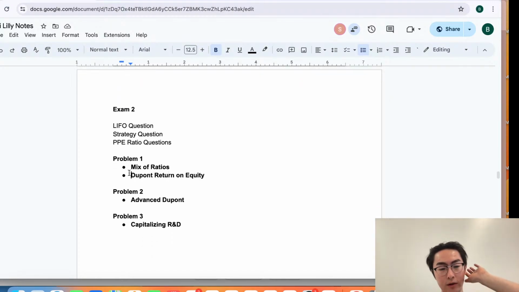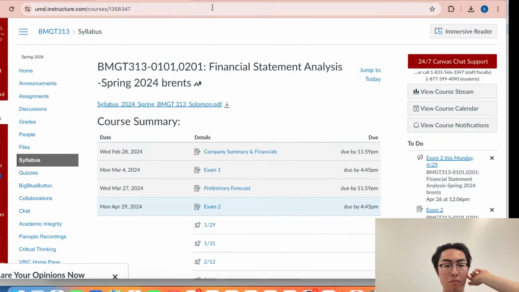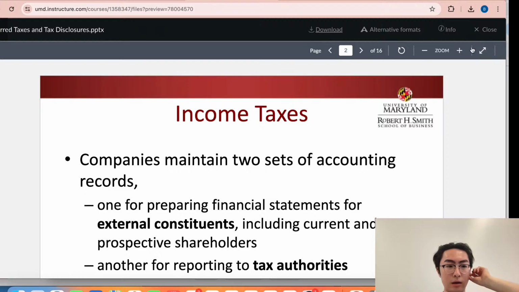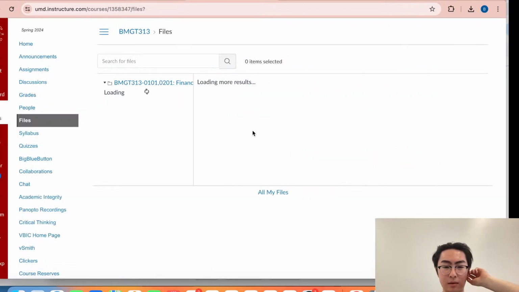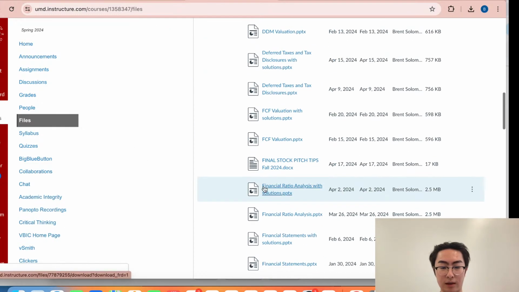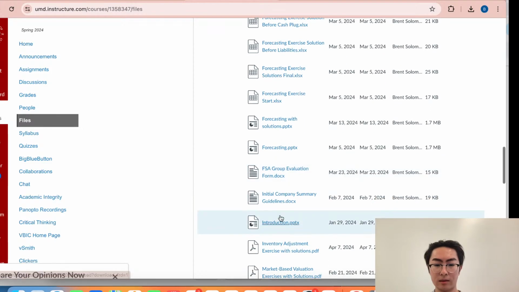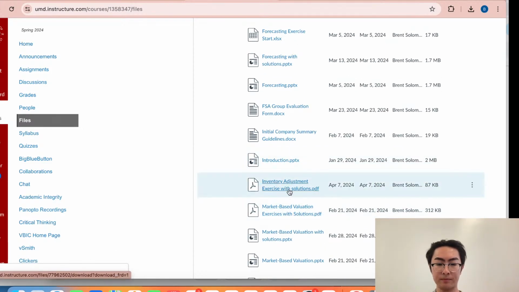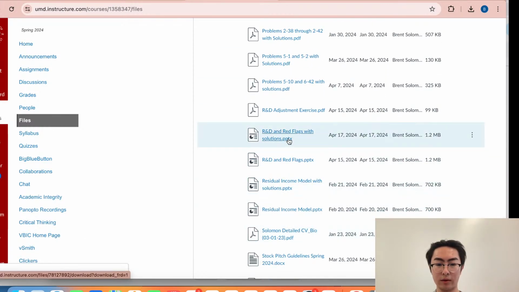Okay, so we've kind of gone through this. I think that's okay. Capitalizing R&D, that's probably going to be a big one. And I don't know if we really need to think about the tax stuff. It's probably very specific. I'm going to hope that we don't talk about it because I'm not too good at that stuff. Okay, let's see, R&D, red flags.